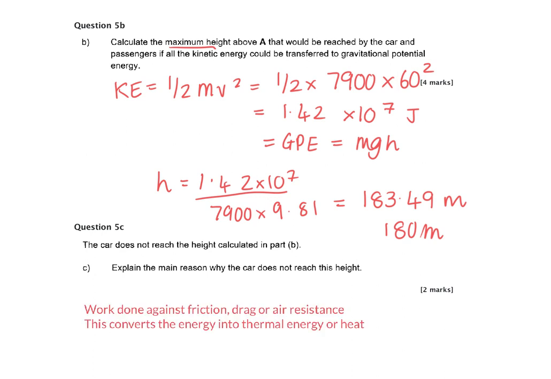For question 5c, explain why it does not reach the maximum height that we've calculated. So that's for 2 marks. So we've got to say that there's going to be work done against the friction, drag, air resistance, any resistive forces that are working against motion. So that's our first mark. And the second mark, what happens when we do that work done is that our kinetic or gravitational energy is transferred into thermal energy or heat energy, which is basically wasted in this system.